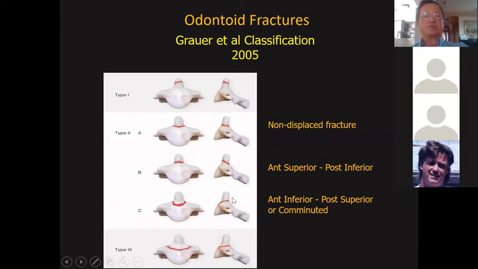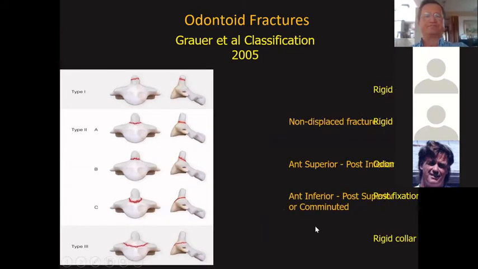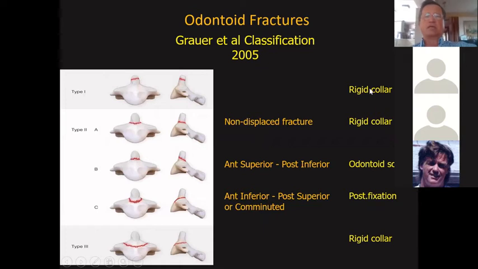Type 2C is an anterior inferior to posterior superior fracture line, or a comminuted fracture line. So the treatment is a rigid collar in two of them. Odontoid screw is possible with this one. Posterior fixation is possible and is better with this fracture line.